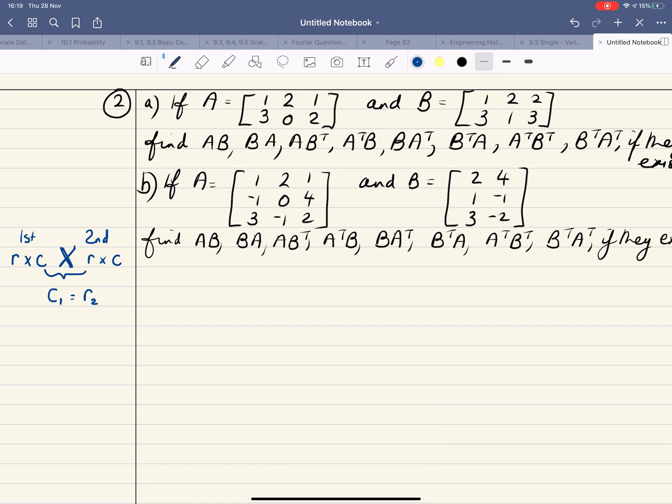Right, so A. Right, so the rows in A is 2. Well, no, I won't write it out like that. That'll take too long. Right, so it's 2 rows and 3 columns. That's for A. And that's multiplied by 2 rows, 3 columns. So that one is not possible.